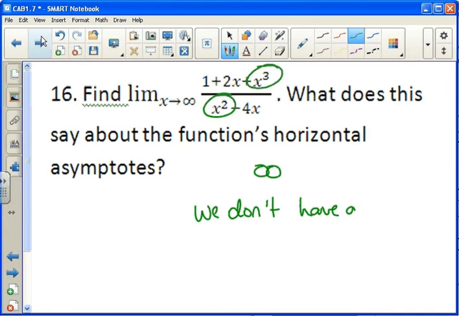So if we get infinity as our answer, that tells us we don't have any horizontal asymptotes.